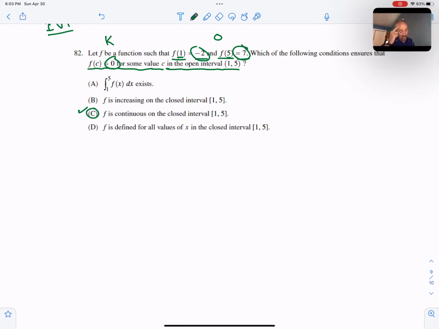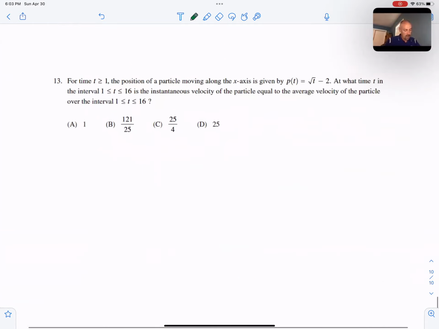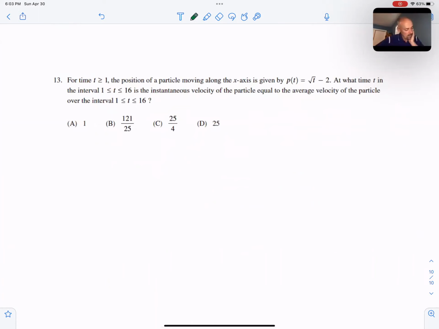But if that condition is also met, then we can ensure that there is an x equal to c in the open interval 1 to 5 such that f at c equals 0. Okay. Know those theorems. Okay. Next one.